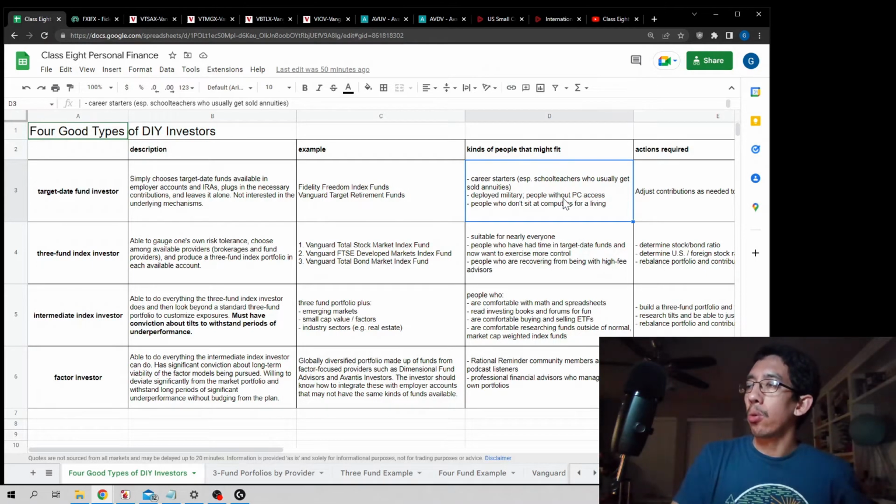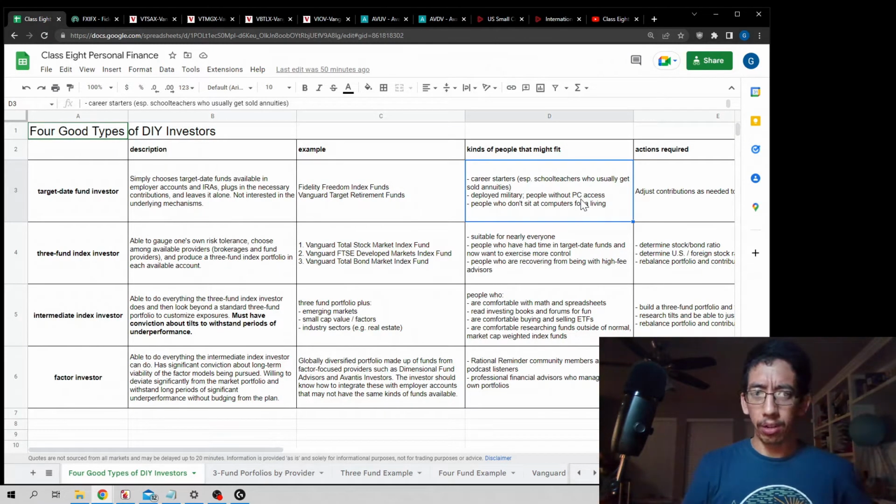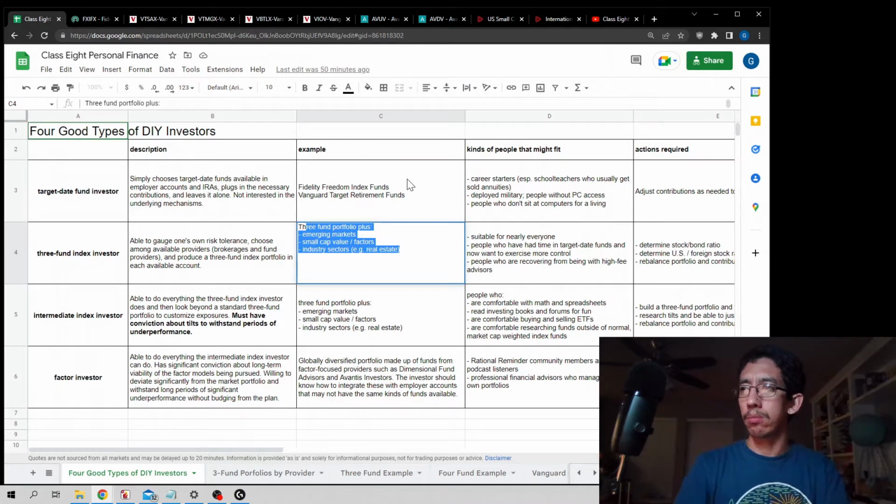Deployed military or people without PC access. Do we still call these things PCs, like these things on which we do these operations that aren't iPads? I don't know. But deployed military, where you might not have internet access to actually manage things when you need to manage things. You might just want something that's automatic. And you know what? Another example I'm going to put here is, I'm just going to do it now. Thrift savings plan. Whoa, that's not the cell I even clicked, guys.